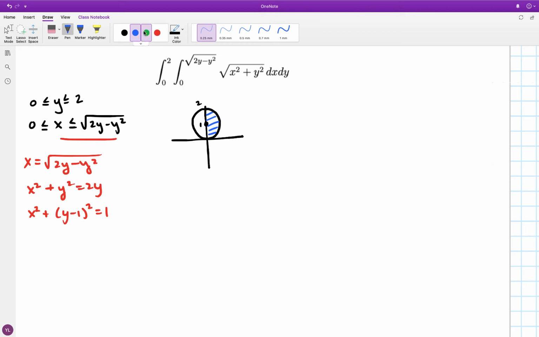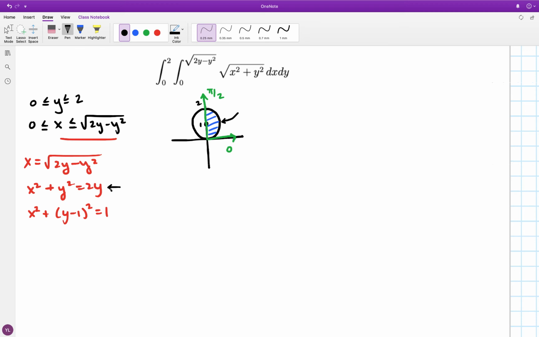The first thing that I like to do is determine what theta values bound this region. So it looks like these two theta values, theta is 0 and theta is pi over 2, do the job, and you can verify that once I get the circle itself in terms of a polar function. So let's come back over here.